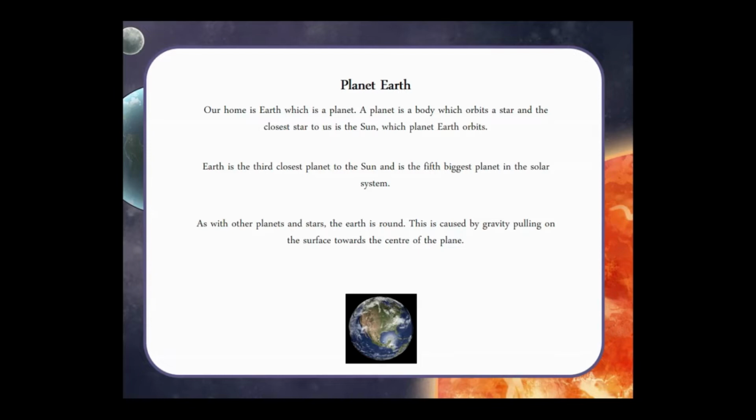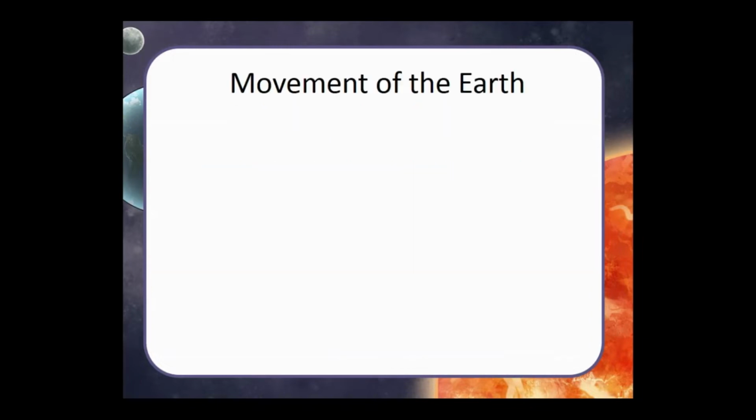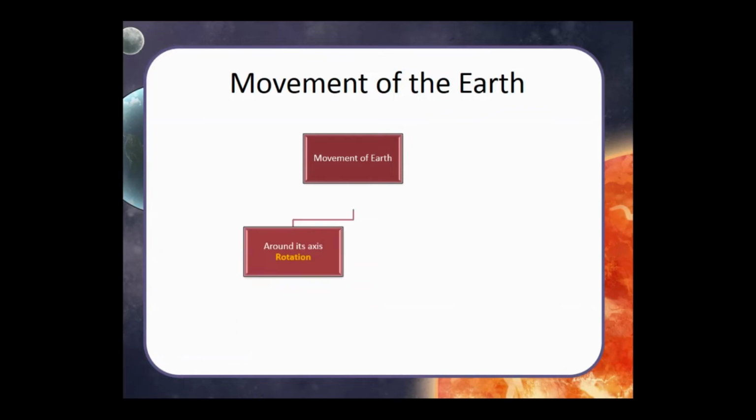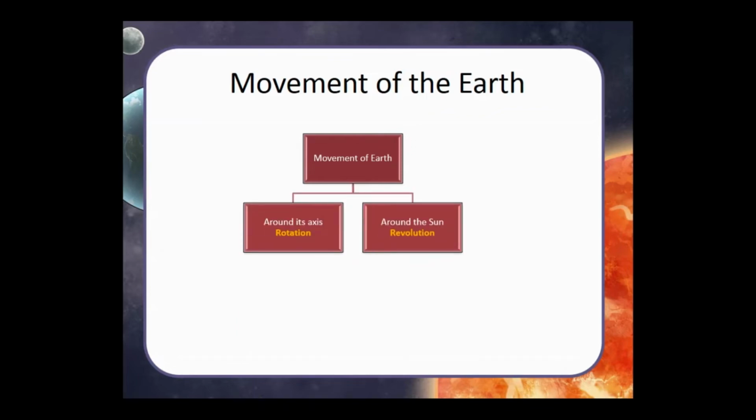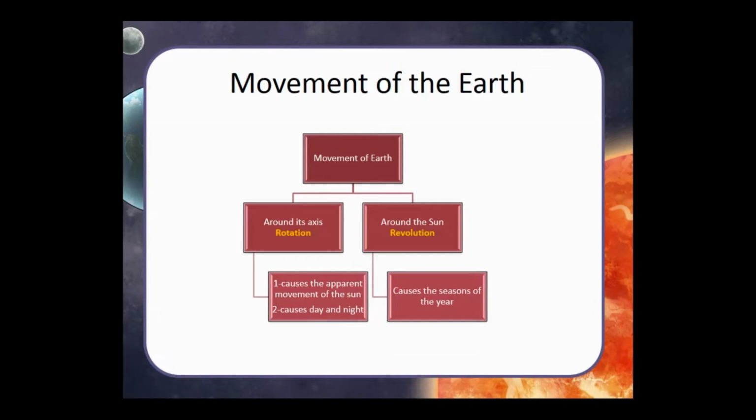Planet Earth is the third closest planet to the Sun, and also it's the 5th biggest planet in the solar system. The movement of the Earth is 2 things: movement around its axis and revolution around the Sun. The rotation around the axis is responsible for the apparent movement of the Sun and for the day and night phenomena. The revolution around the Sun for sure is responsible for the 4 seasons.